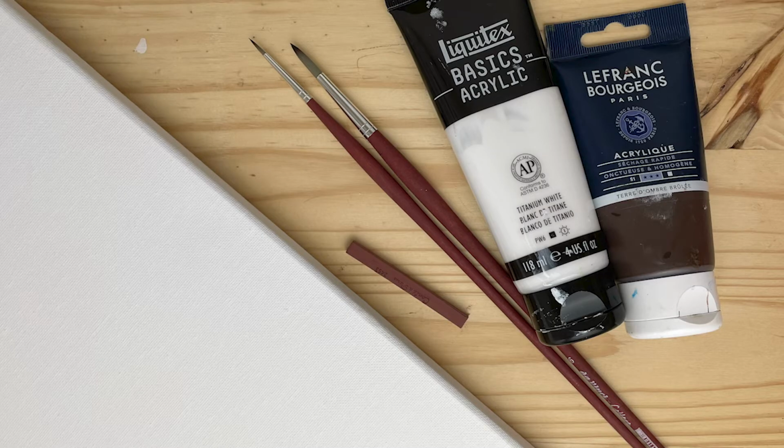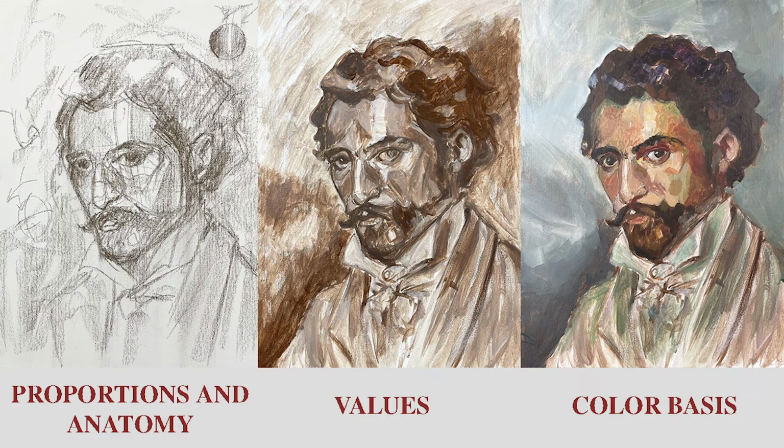The materials I will be using for this video are a brownish charcoal for my drawing, fine and wider brushes, a portrait canvas, size around 40 by 30 centimeters, and acrylic burnt umber and titanium white for the first layer of the painting. Throughout the portrait drawing, I will be explaining proportions, anatomy and values, and the importance of each to create a realistic drawing.